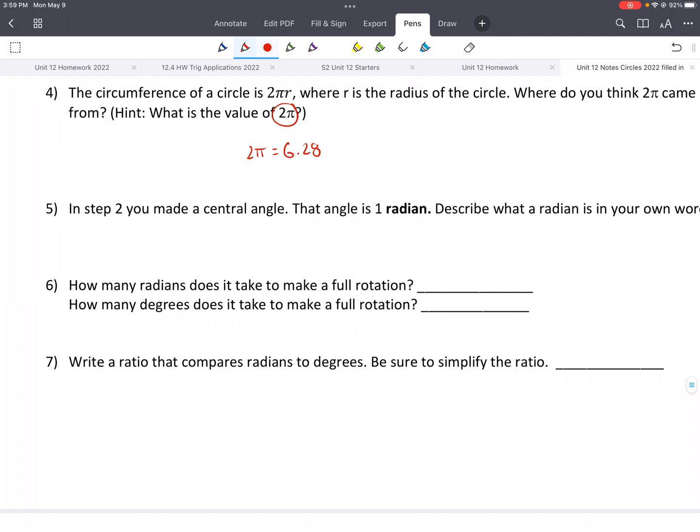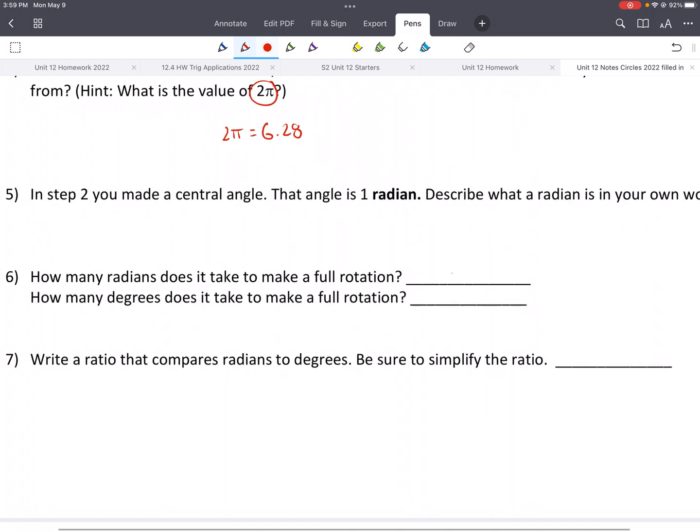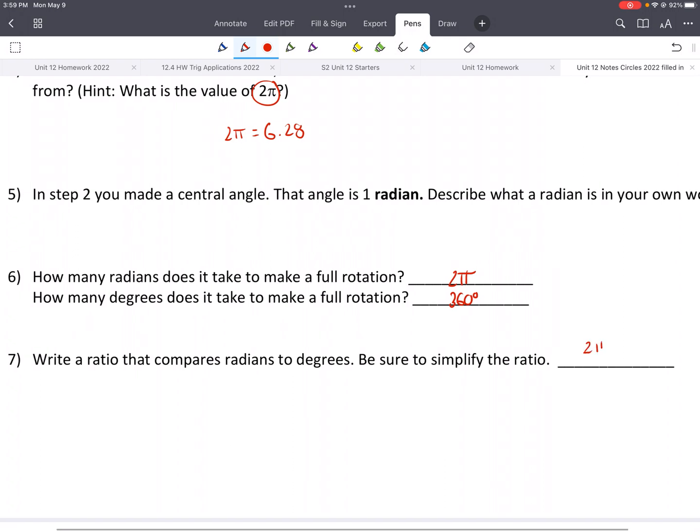And then number 6 is that we're basically saying that a full rotation in radians would be 2 pi, and the full rotation for degrees would be 360 degrees. Okay? And then we're going to write our ratio so that we can switch between radians and degrees. So for 2 pi, it would be 360 degrees, or we can simplify that as pi radians over 180 degrees. Okay, so this is what we're looking for.